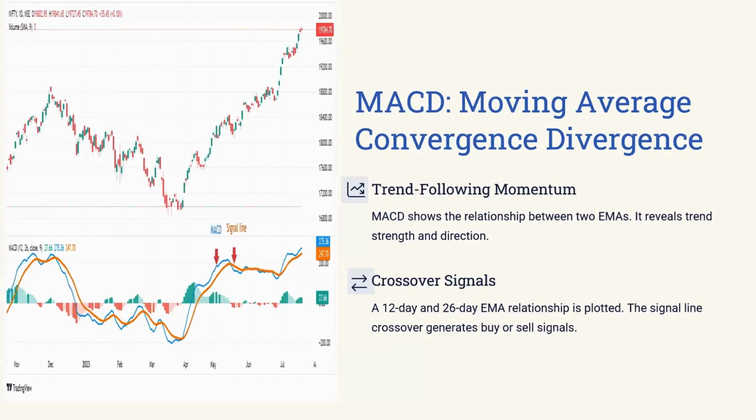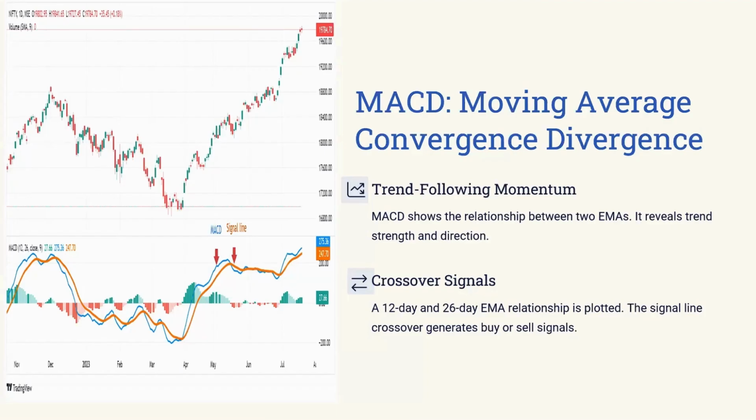MACD can stay extended for long periods. In range-bound markets, it might generate more false signals. Adjust your interpretation based on market conditions. Second is volume confirmation, the MACD crossover with volume. Strong volume on a bullish crossover adds conviction to the signal.